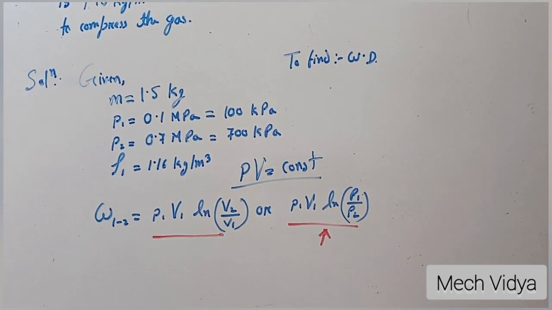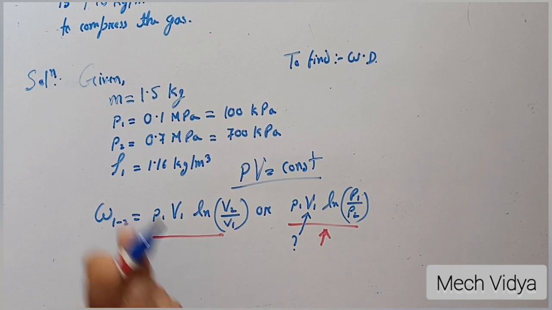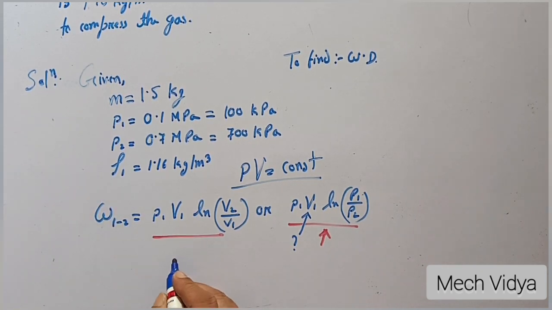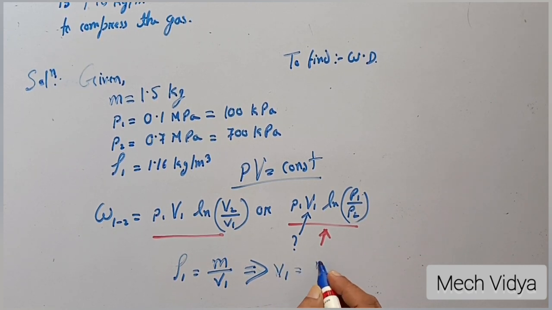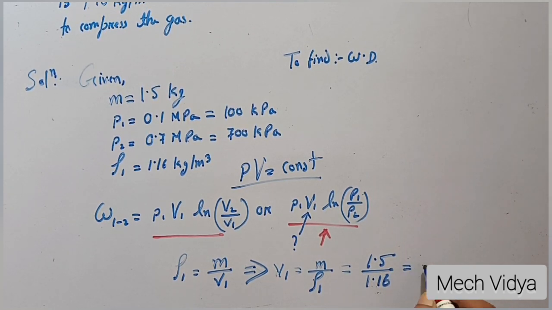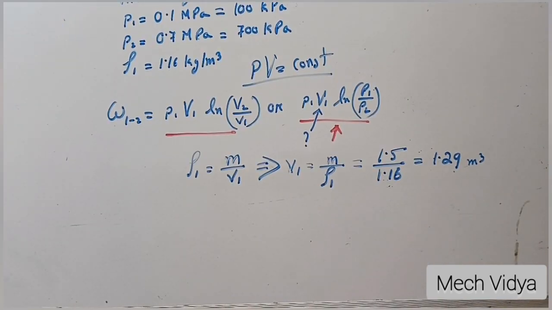But in this relation, the value of V1 is not given, so we have to find it out separately. How can we find it out? We know density is equal to mass by volume, so very easily I can find V1 from this relation. V1 can be written as mass divided by the density. Now write the values: 1.5 divided by 1.16. If you do this calculation, you will get the answer as around 1.29 meter cube.